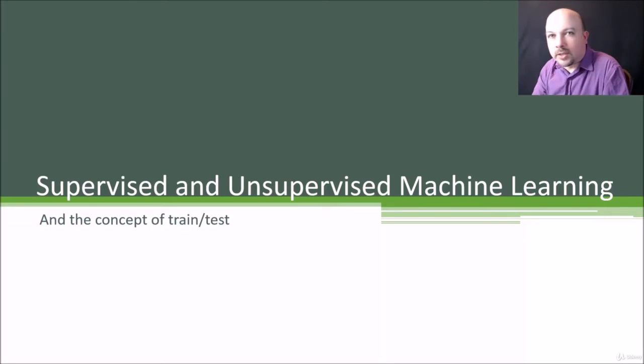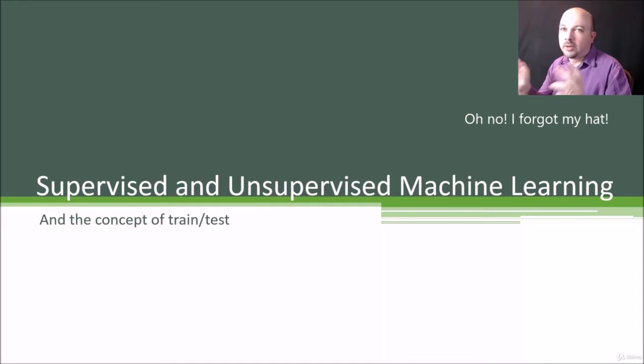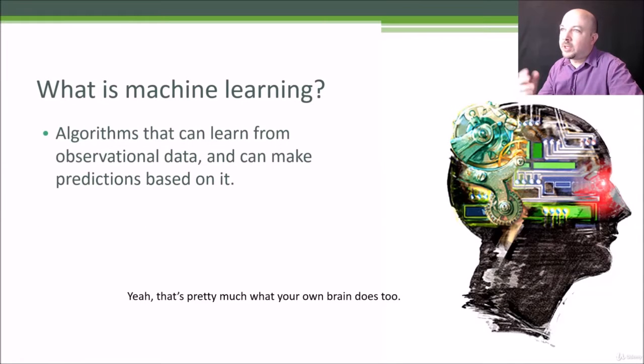Let's talk about machine learning, and specifically the difference between supervised and unsupervised machine learning. We're getting into the interesting stuff here, so let's go. So what is machine learning? Well, if you look it up on Wikipedia or whatever, it'll say that it's algorithms that can learn from observational data and can make predictions based on it. Sounds really fancy, right? Like artificial intelligence stuff, like you have a throbbing brain inside of your computer.